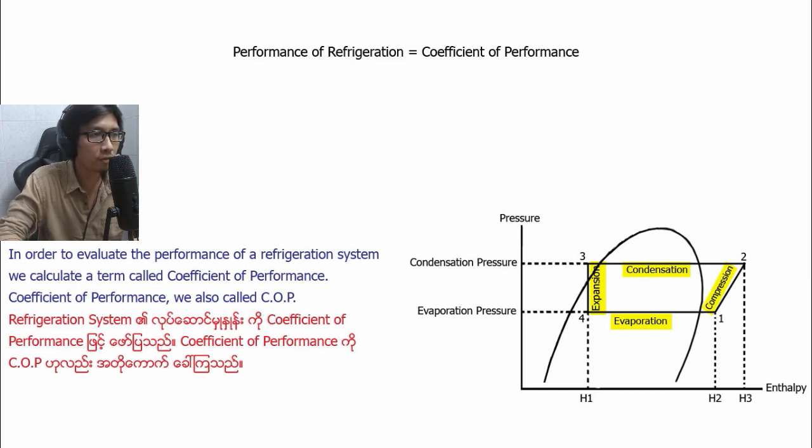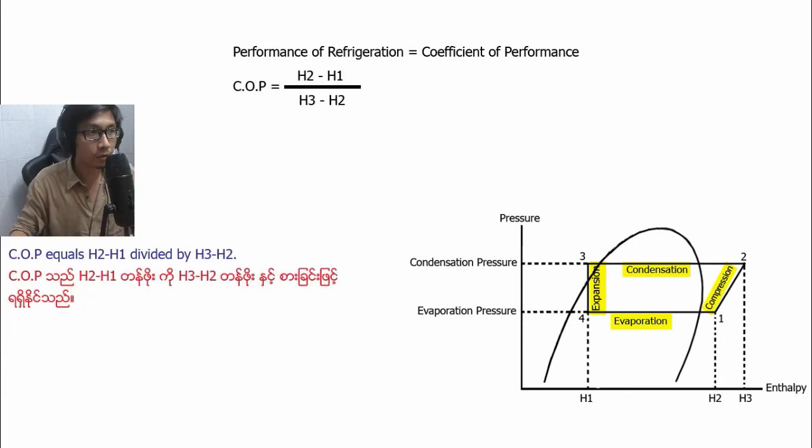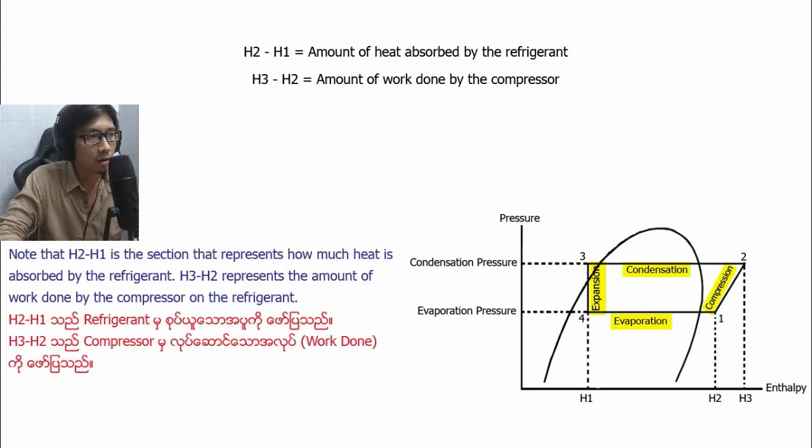Coefficient of performance we also call COP. COP equals H2 minus H1 divided by H3 minus H2. Note that H2 minus H1 is the section that represents how much heat is absorbed by the refrigerant. H3 minus H2 represents the amount of work done by the compressor on the refrigerant.